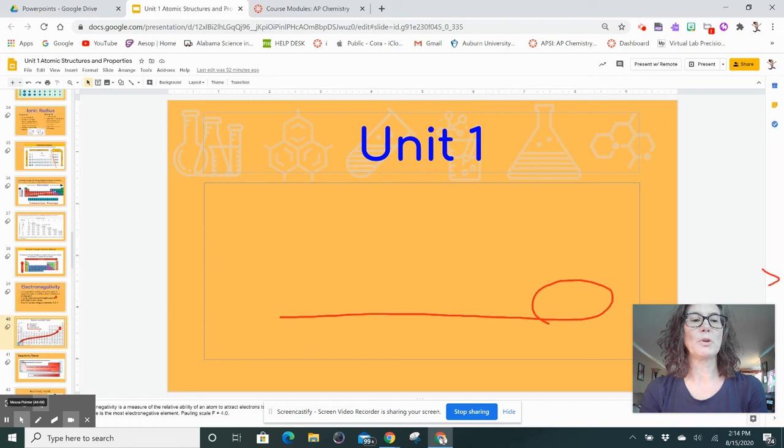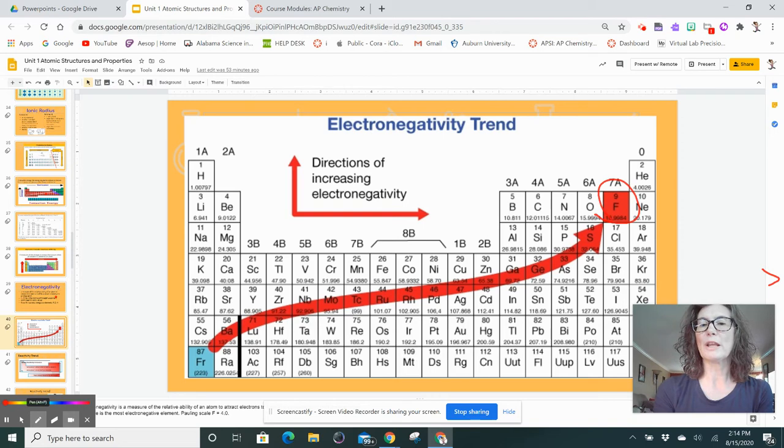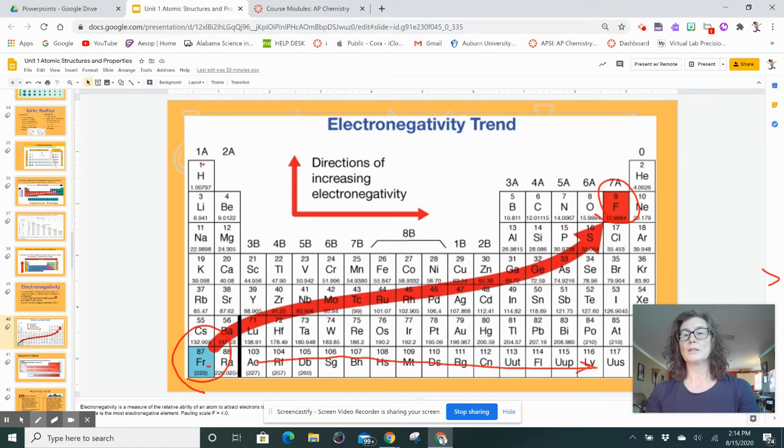And if we look at this diagram, you can see the trend. There we go. All right, so fluorine is the most electronegative element here. Francium is the least electronegative. So it's going to increase as you go up, and it's going to increase as you go to the right. Again, it's just based on where the electrons are. Fluorine has 9 electrons, 7 valence electrons. If it had one more, it would have a full shell, which would make it more stable. So it really wants to gain that last electron.